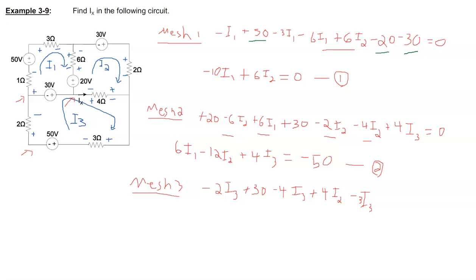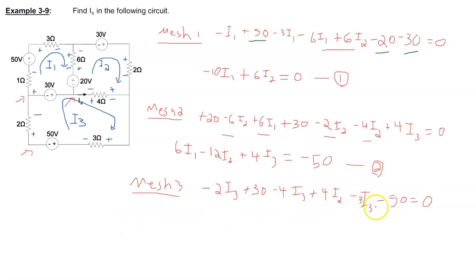And now we come to the 50 volt source, and we're going right to left across there. So that's a plus to a negative, or a drop in potential. So minus 50 brings us back to our starting point. Our sum then is equal to 0.